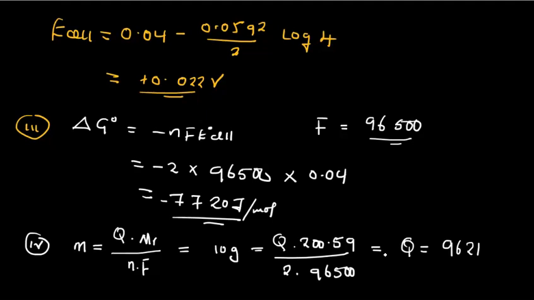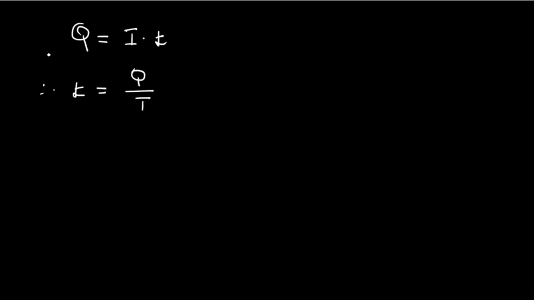9621.6. So this is our Q. Now we know what Q is from the formula, so we know Q is equal to It, which is current times time. Therefore, if we want to get time, it is equal to Q over the current.